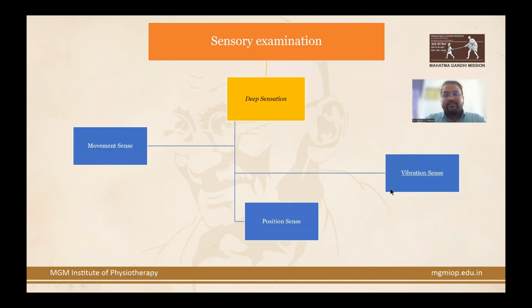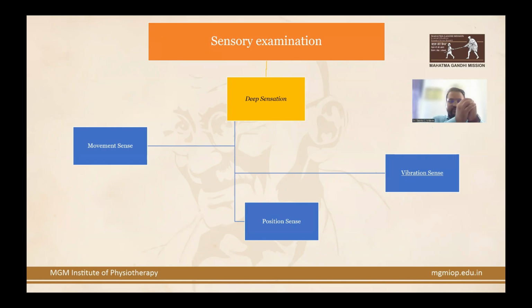Okay. Sensory examination for deep sensation. For deep sensation, we are going to use movement sense, position sense, and vibration sense. We already talked about vibration sense. Let's talk about movement sense. We have to assess the patient. When we are coming to the patient, explain the movement you are going to perform. Explain them properly. After explaining, tell them if this movement is closed or open. Then tell the patient to close the eyes and perform the movement.